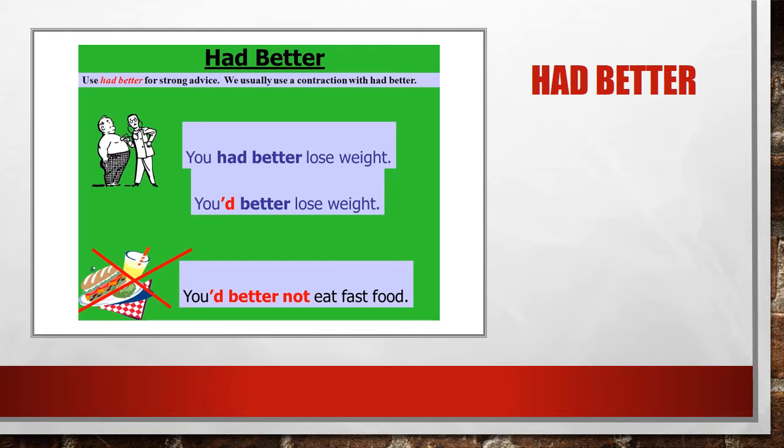Notice how in the negative form, in the negative advice, the particle not goes after better, not after had. That's important to remember, right? So it's you better not, not you hadn't better. You better not eat fast food, all right? If you want to give a negative advice, and that's it.